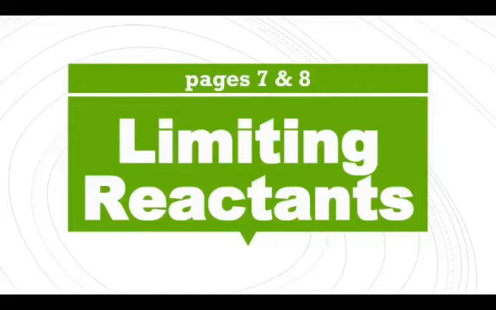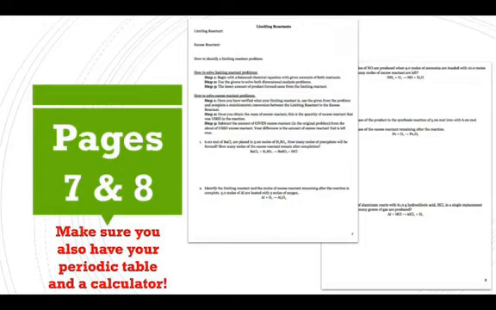So here we're learning about this idea called limiting reactants on pages 7 and 8. And make sure that you have a periodic table and a calculator nearby, because I am going to leave you a little bit of that last problem on page 8 to do on your own. But there are 4 examples between here and there, so I think by the time we get there, you'll really understand what I need you to do.